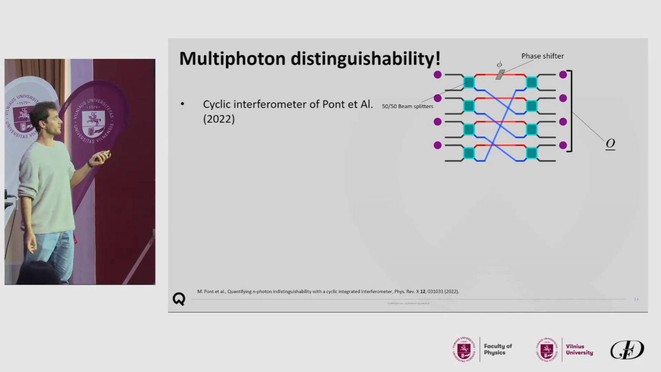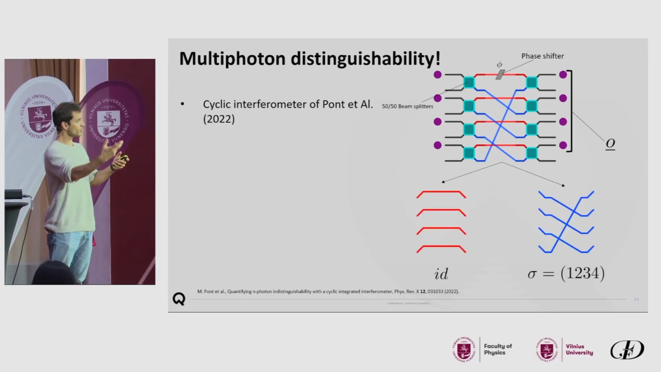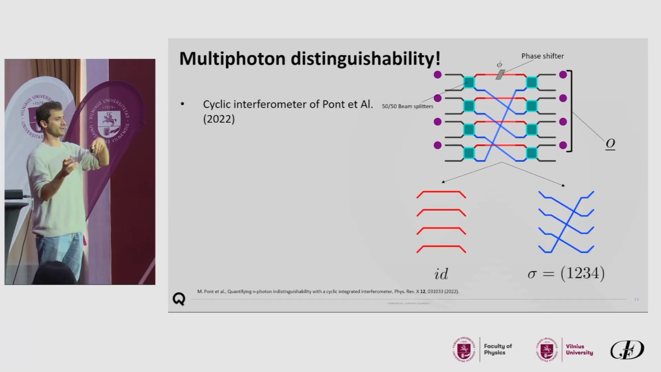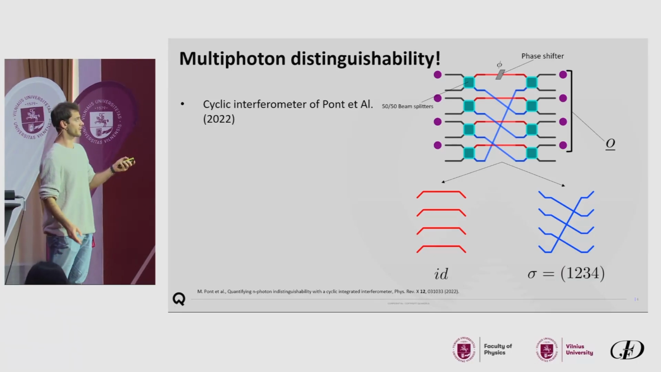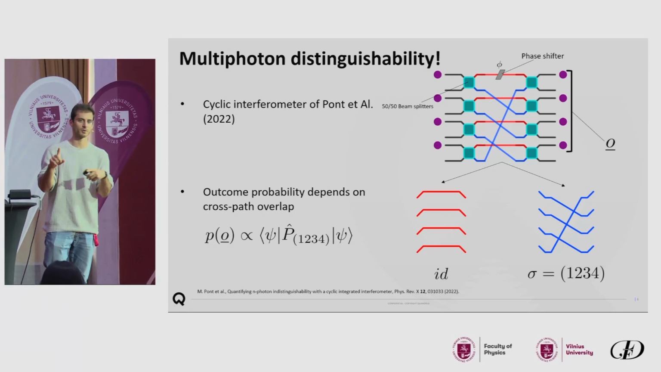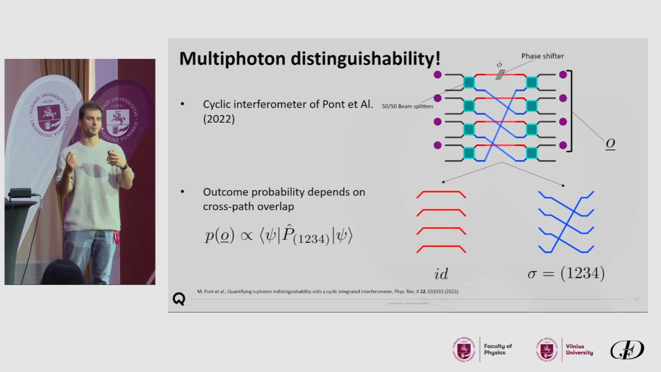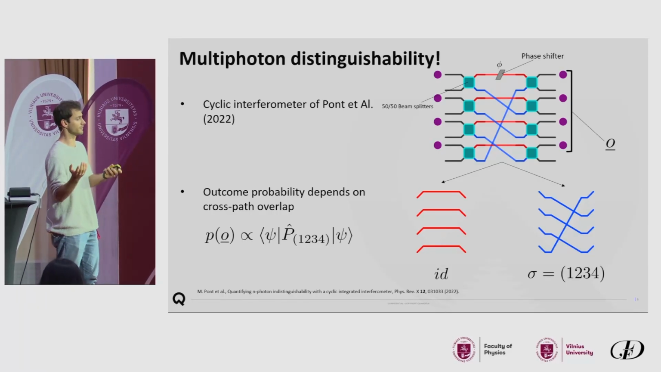The structure of the interferometer is sparse enough so that this configuration can only ever be produced in two ways: through the identity path that I highlight in red, and through a permutation path. The probability of observing this outcome will depend on the overlap between these two configurations, and thus on the overlap between the initial state and a permuted version of itself.